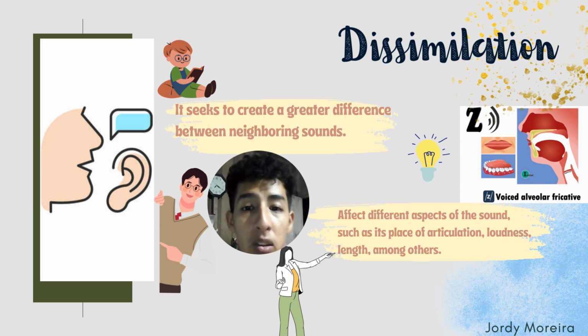Dissimilation is a phenomenon by which a sound changes one of its characteristics to become less similar to another sound. Unlike assimilation, which seeks to make sounds more similar to each other, dissimilation seeks to create a greater difference between sounds. A sound can change its quality to create contrast with another. For example, in English, the letter T at the end of words can change to the letter D when the next word begins with a voiced vowel.